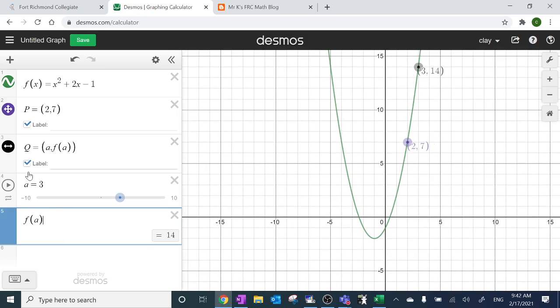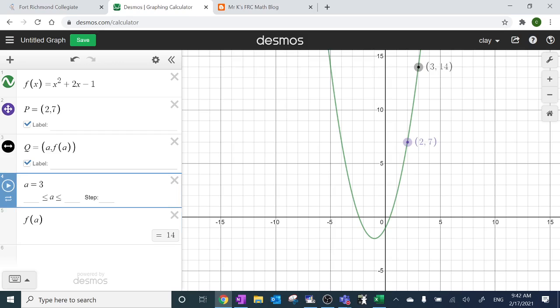Okay, I can change that a to, what was the next point that I wanted? 2.5. And there we go. That tells me what the number is. And then the next one that we did was 2.1. There we go, 7.61. So there's all of the numbers that I needed.